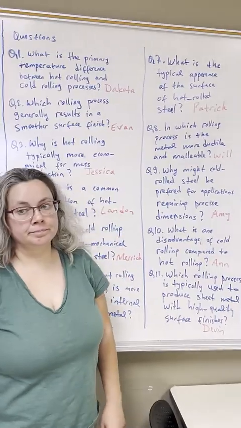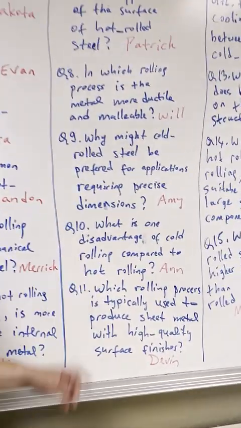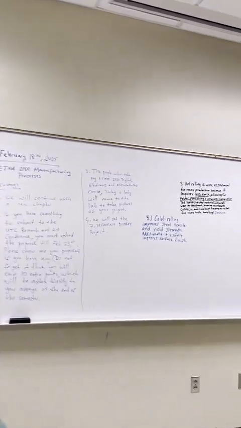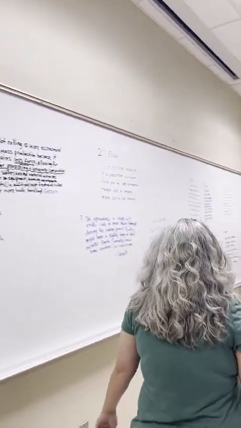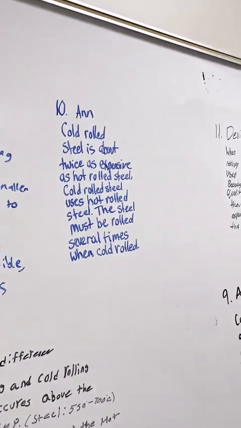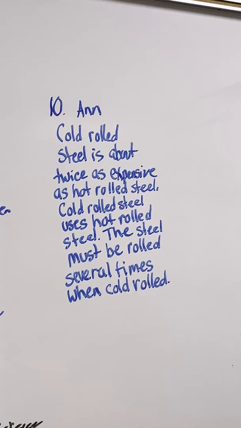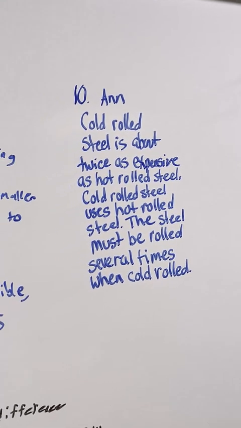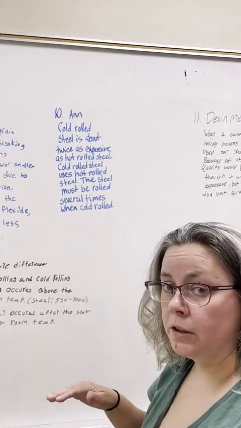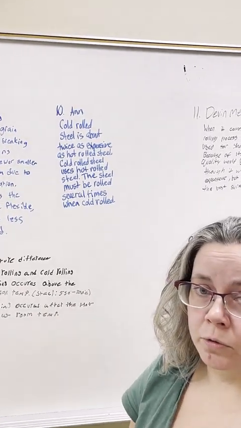Question number 10, what is one disadvantage of cold rolling compared to hot rolling? Cold rolling is about 2 times more expensive than hot rolling. You hot roll the steel first, and then you use that hot rolled steel to cold roll it, and it has to be cold rolled several times to get to the right dimensions.